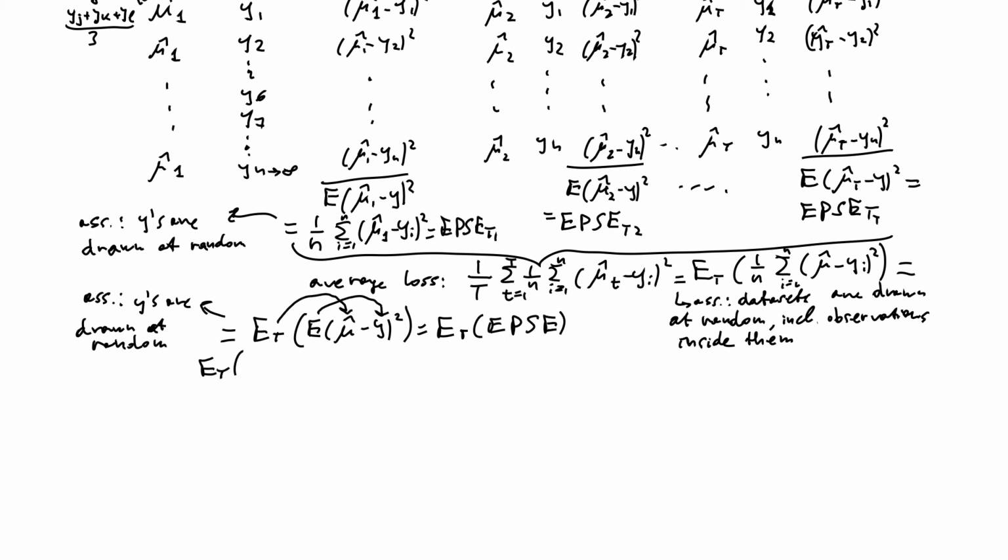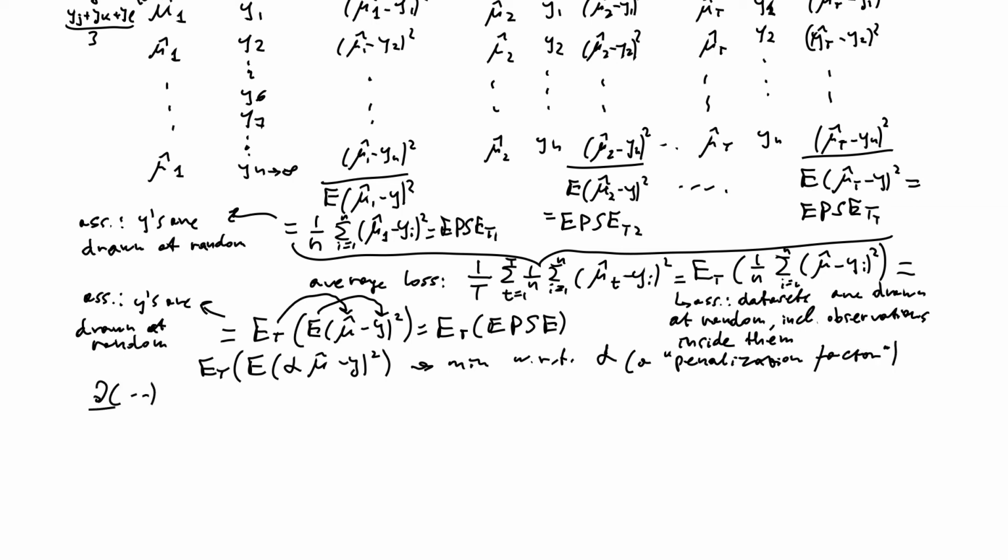Then what we do is introduce alpha. We have an estimate mu hat, maybe the unbiased estimate, and then we multiply this by alpha, and we want to minimize the expected prediction squared error over training sets with respect to alpha.